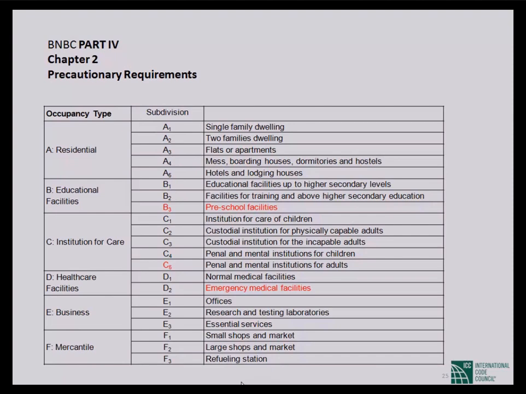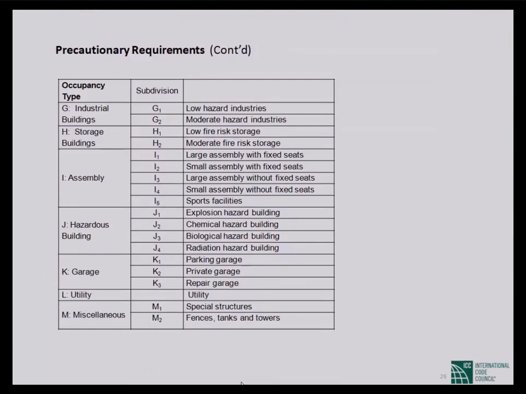Another thing I would like to explain a little bit about the BNBC now. This is G industrial building. Here you can see there is a G1 and G2. G2 is a moderate hazard building. Actually, I am talking in this area because a lot of work is going on in Bangladesh now with garments factories. As per BNBC from 2006, the garments industry is classified as moderate hazard industry G2.